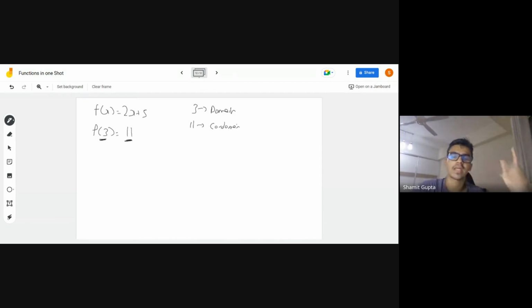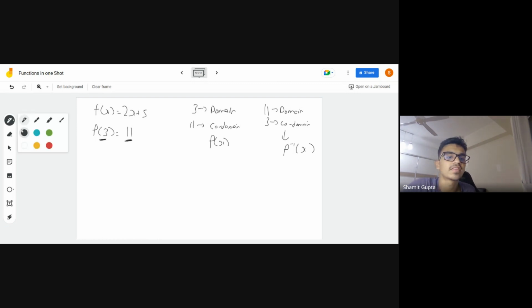Now I want something in a way that 11 becomes the domain and 3 becomes the codomain. This is what I want. This is what f(x) gave me. I want a function which does this, and that will be f inverse x. How do you find f inverse x? See, x gave you y. Now you want y giving you x.